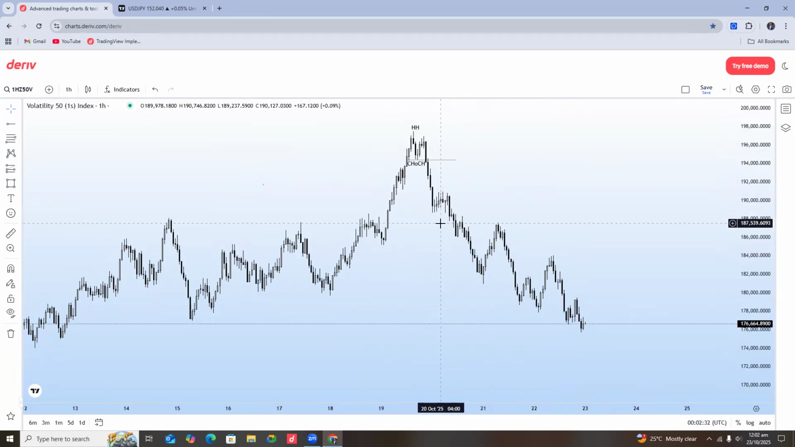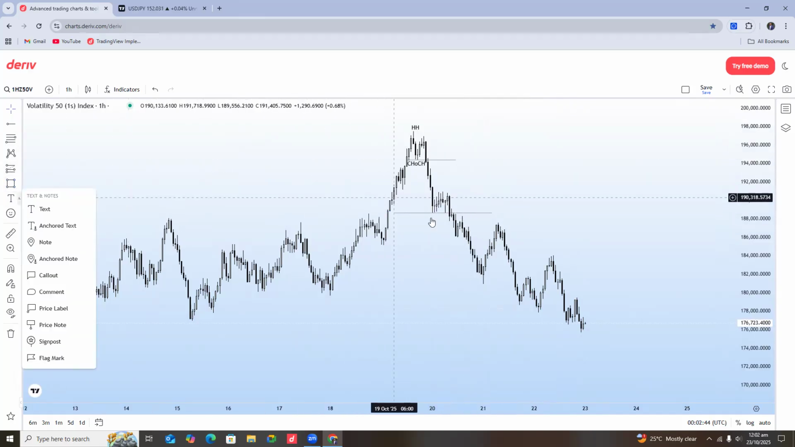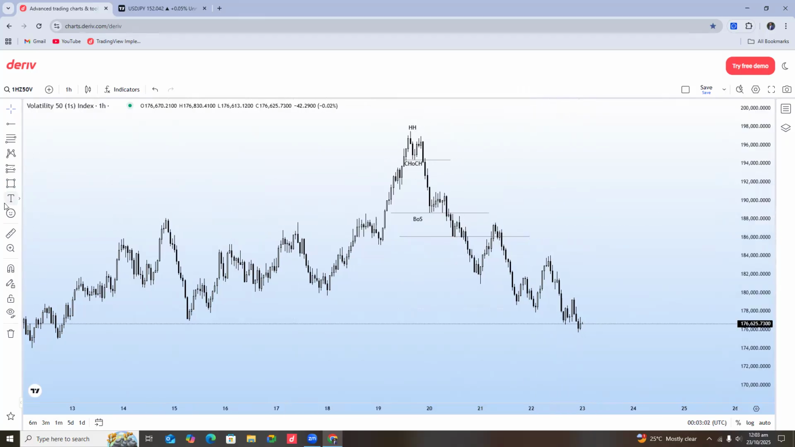And then right after that, it went on to form a low here. It formed this low here. And then what happened? It broke it. So there was a break of structure here. BOS. And what happened? Right when the market retested it, boom, it started selling. And you can see another one here. We have this break of structure as well. BOS.